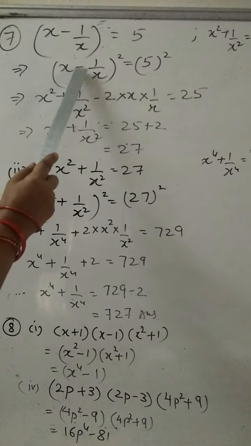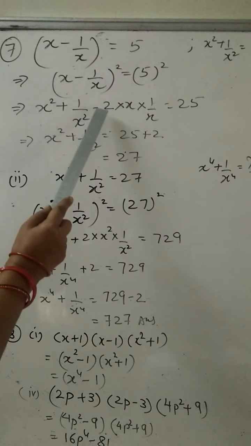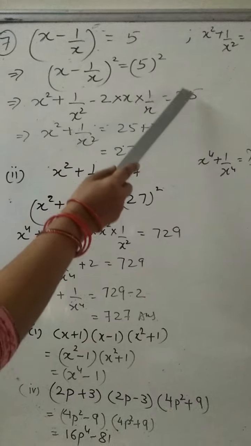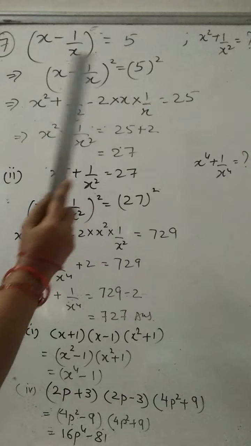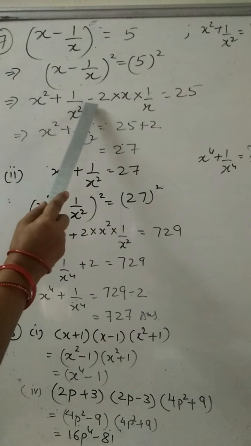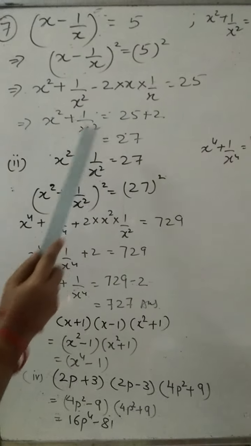So x minus 1 by x whole square, that is a square plus b square minus 2 into a into b, is equal to square of 5, which is 25. Again x and x get cancelled, and here 2 ones are 2, minus 2 is there, it will go to that side, it will become plus 2. So your answer is 27.